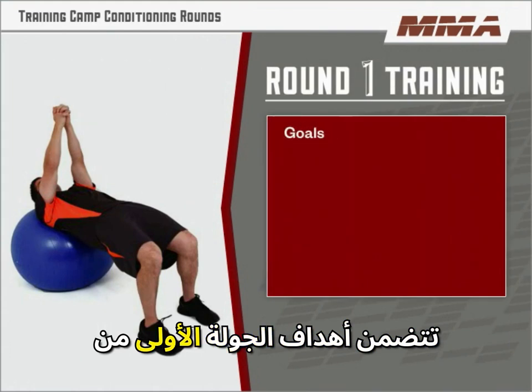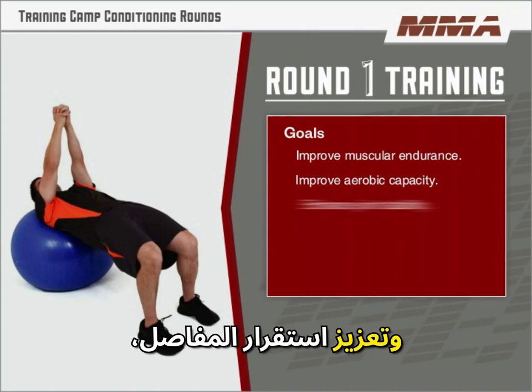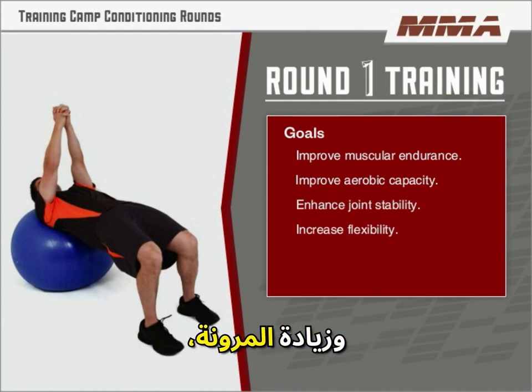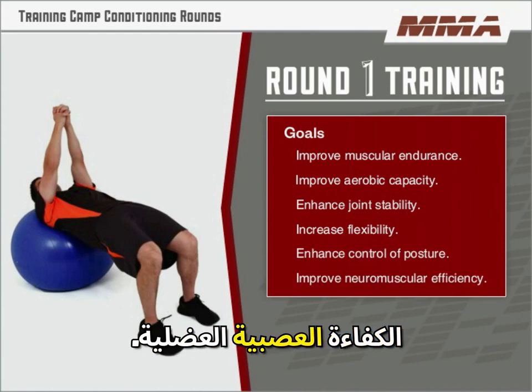The goals of Round 1 training include the following: improving muscular endurance and aerobic capacity, enhancing joint stability, increasing flexibility, enhancing control of posture, and improving neuromuscular efficiency.